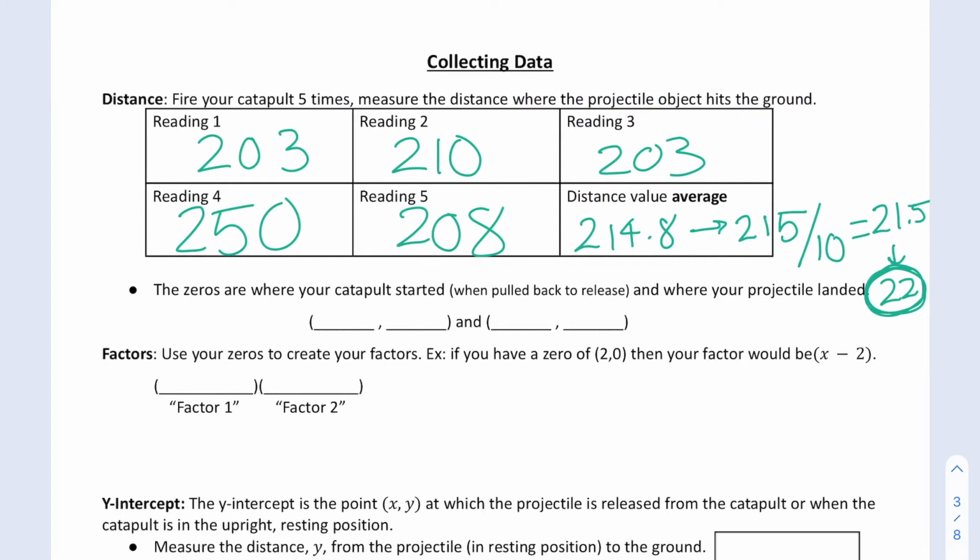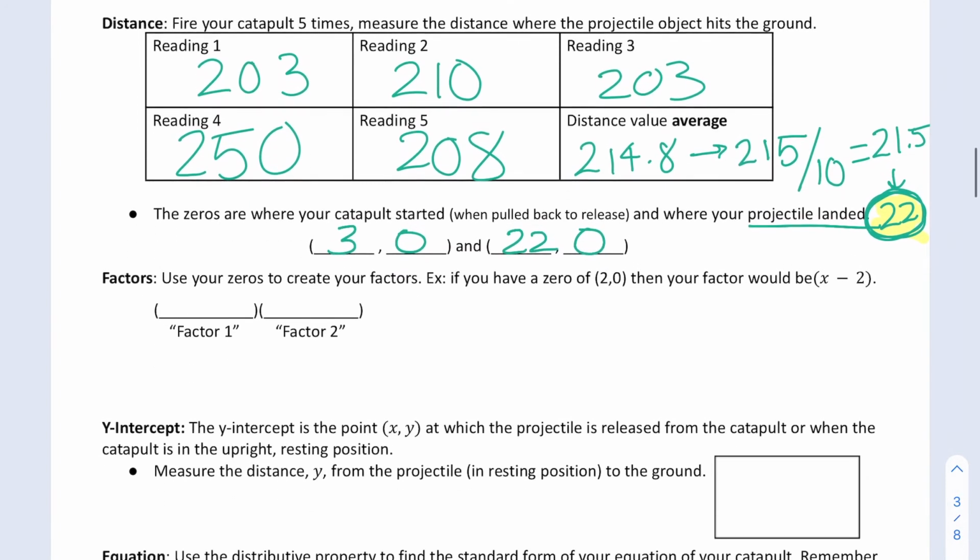So on the x coordinate, that means our x is 3, and the definition of a zero is when our y's are 0. And the other one, our y is going to be 0, and where our projectile landed was 22. So in this case, we have 22, 0. So use your zeros to create your factors.